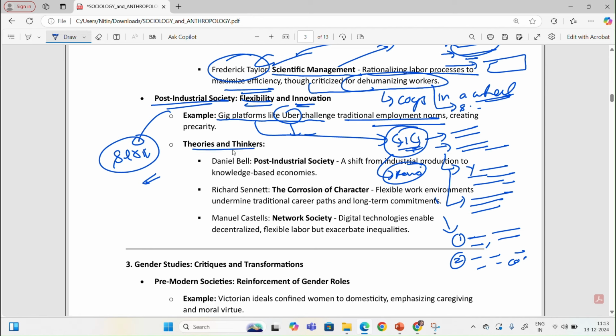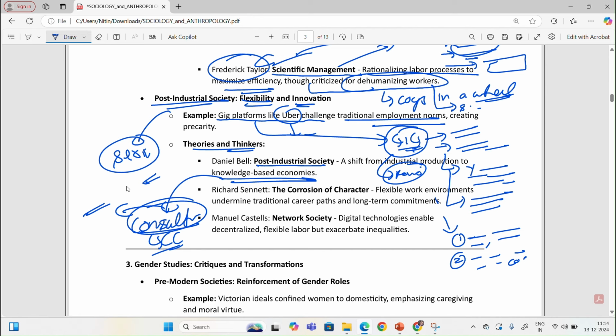So there are different theories. For example, post-industrial theory, a shift from industrial production to knowledge-based economies. What are knowledge-based economies? Consulting, global capability centers. Consulting, you all want to get into consulting after MBA, right? Most of you would love to work for one of the big three or something like that.